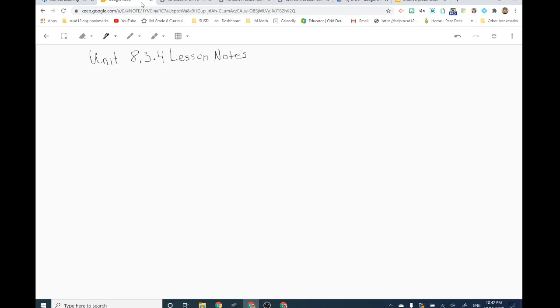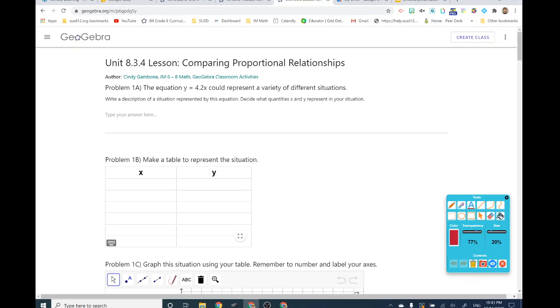8.3.4 Lesson Notes. You must take good notes and turn them in with your assignment. Handwritten notes are essential. Okay, problem 1a says, the equation y equals 4.2x could represent a variety of different situations.